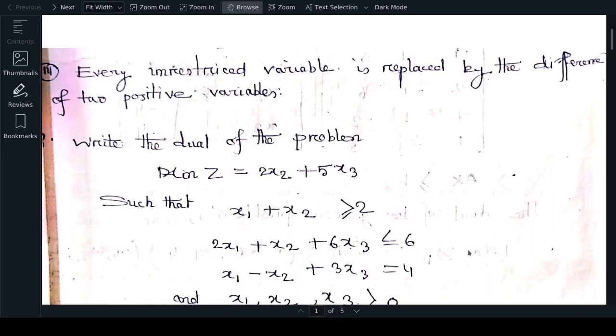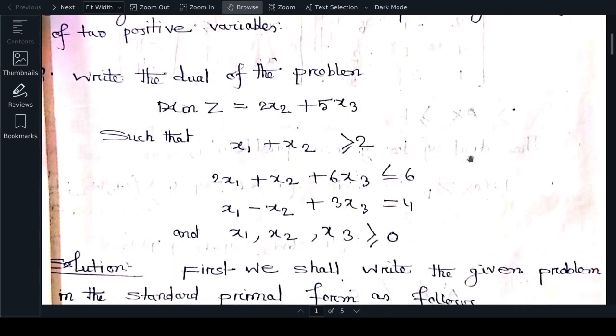Today I have given the first problem. Write the dual of the problem. Min z equal to 2x2 plus 5x3 such that x1 plus x2 greater than or equal to 2, and then 2x1 plus x2 plus 6x3 less than or equal to 6, and the next constraint is x1 minus x2 plus 3x3 equal to 4, and x1, x2, x3 greater than or equal to 0.